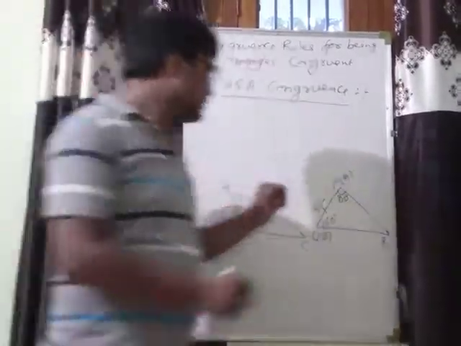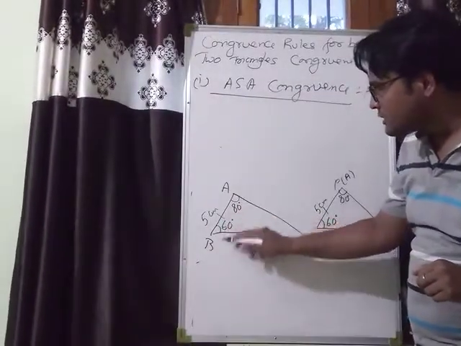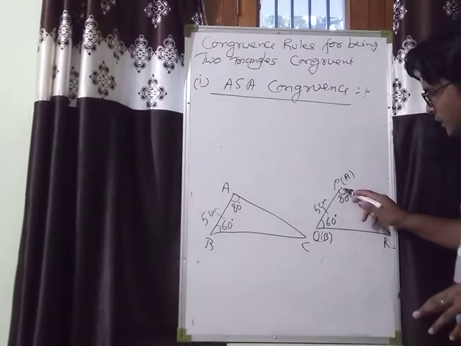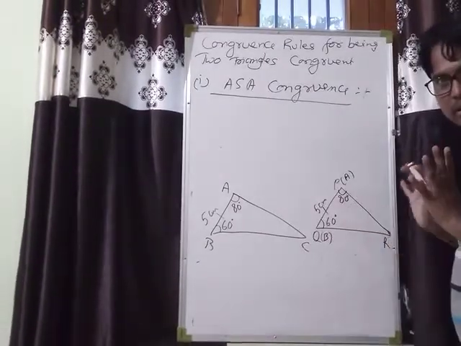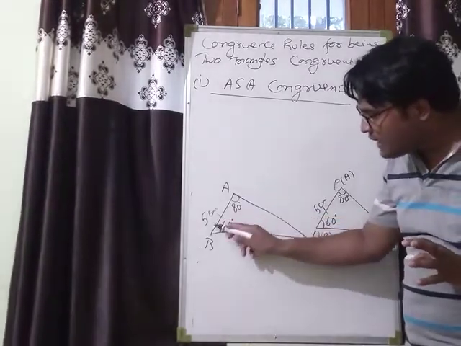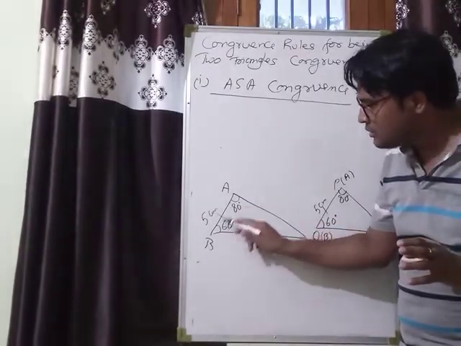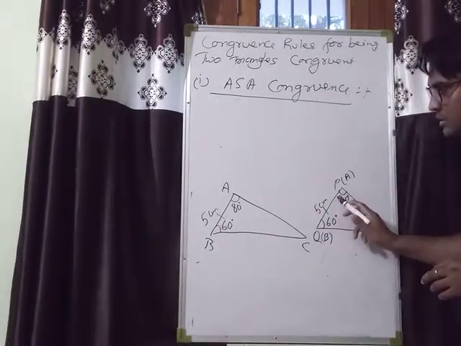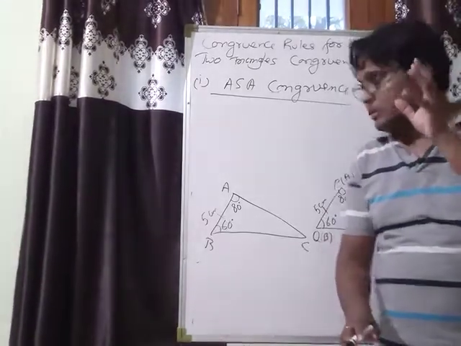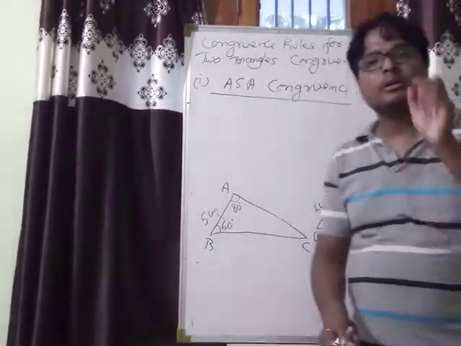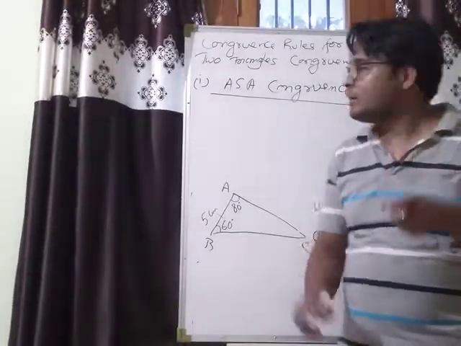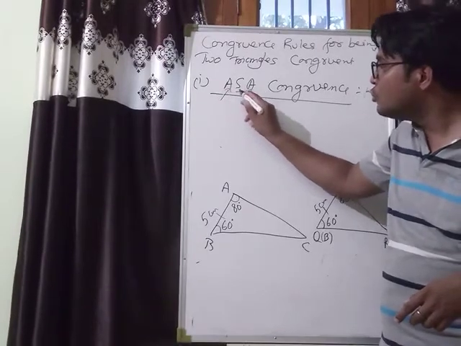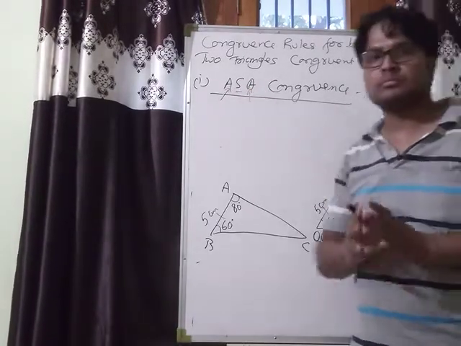You can see here two angles of this triangle ABC are equal to the corresponding angles of another triangle. The side between these two angles is equal to the side between these two angles. That's the reason this condition is called ASA: two angles and the side included between these two angles.